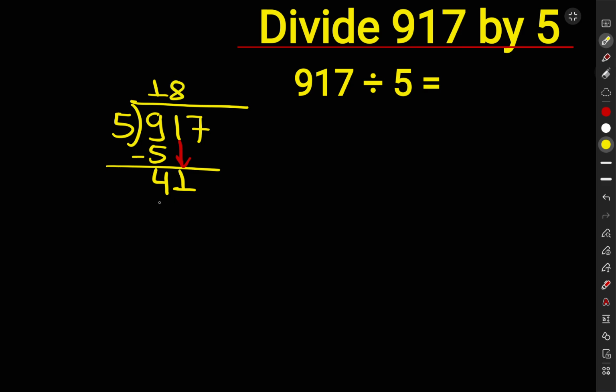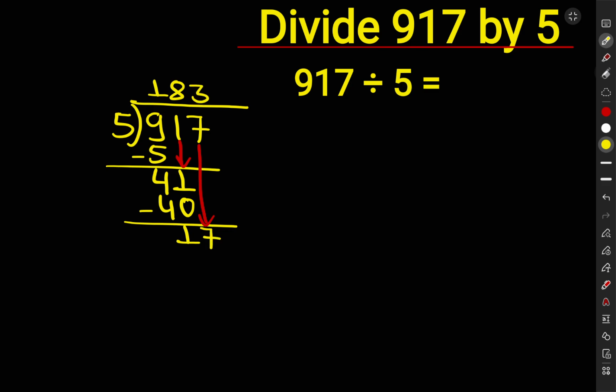5 times 8 is 40. On subtracting we get 1. So again we put down this 7 and it is 17.